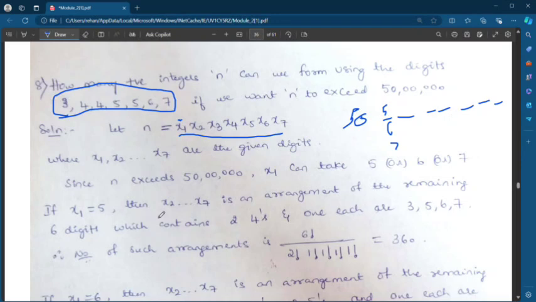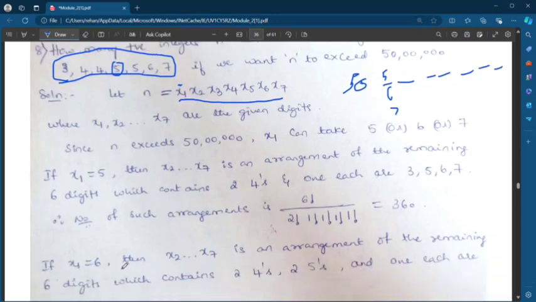Now, if x1 is equal to 5, then x2 to x7 is an arrangement of the remaining 6 digits, which contains two 4s and one each of 3, 5, 6, 7. First I am keeping 5 at the first place. Then remaining numbers are 1, 2, 3, 4, 5, 6. So 6 factorial divided by 2 factorial, since 4 has come 2 times, and 1 factorial each for 3, 5, 6, 7.